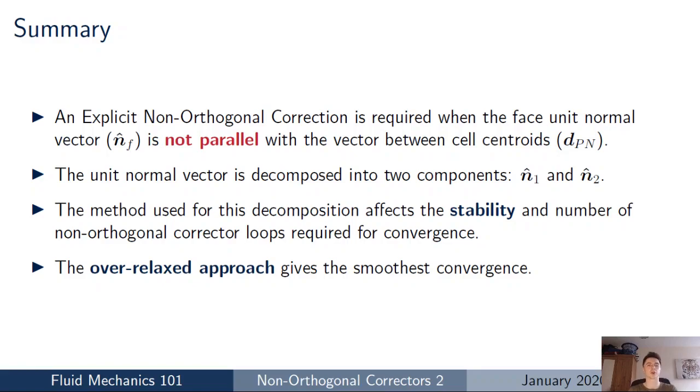The way we do evaluate the dot product is we decompose NF into two vector components, N1 and N2. N1 is going to be parallel with the vector between centroids, and N2 is just going to be the residual of whatever is left over in that decomposition. And there are a number of methods we can choose to perform this decomposition. I've been through 3 in this talk, and the choice of method will affect the stability of the scheme and the number of non-orthogonal corrector loops that we need before we get convergence. Of course, regardless of the method that we do choose, if we carry out enough non-orthogonal corrector loops, we will obtain the same solution. So we will get the same accuracy.